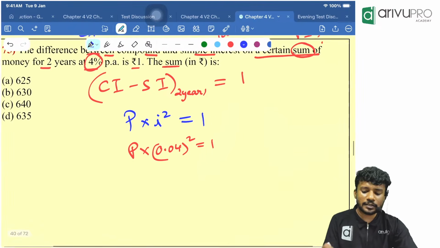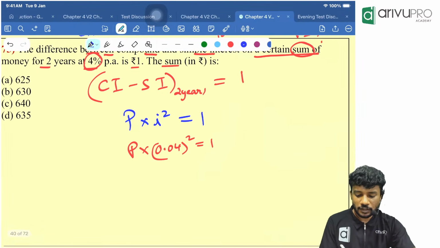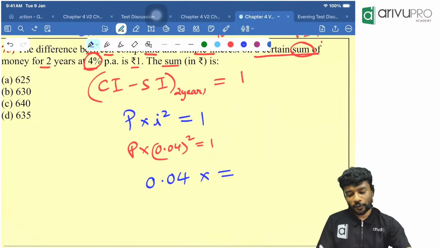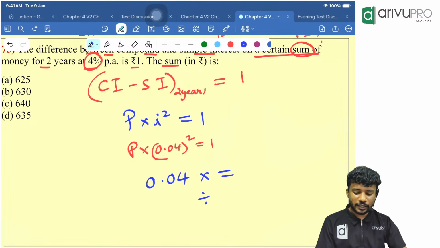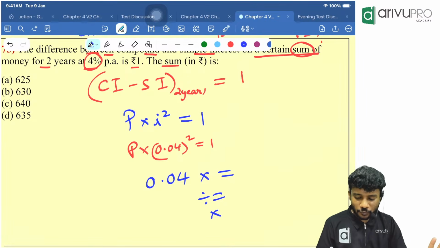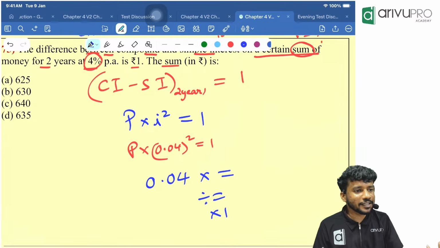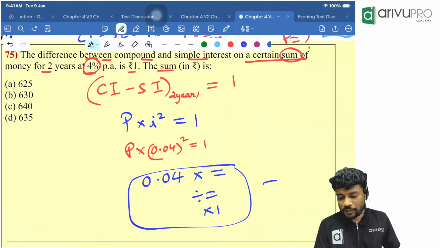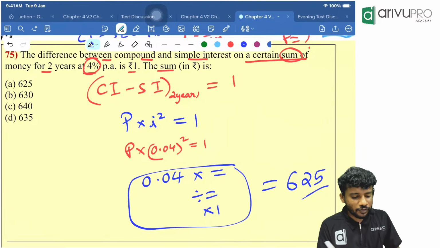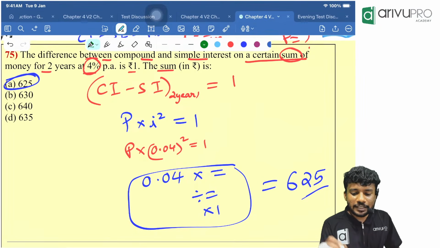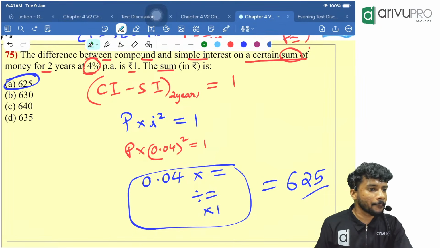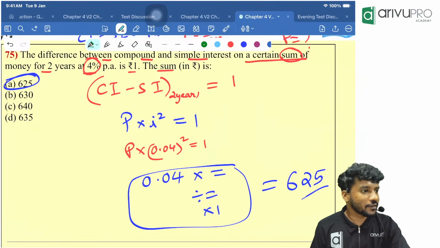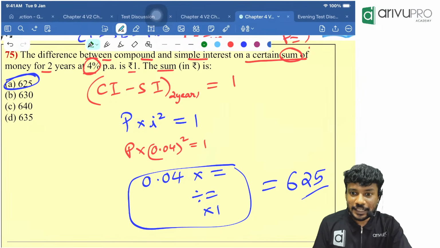Take your calculator, get me your answer. How to do? 0.04 into equal to. How can I take it to the other side? Divide equal to. Multiply it with 1 if required. If some other value was there, you will multiply it with that value. How much is the answer, people, you are getting? 625. Which option is the answer? A is your answer. Understood? Everyone understood? Yes.